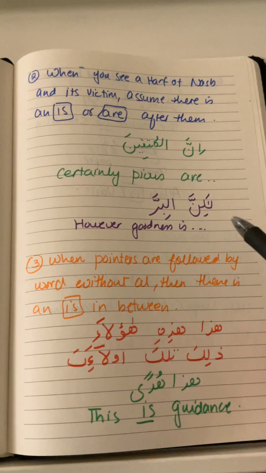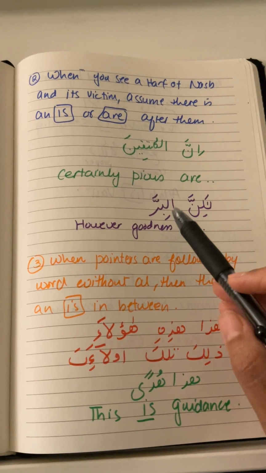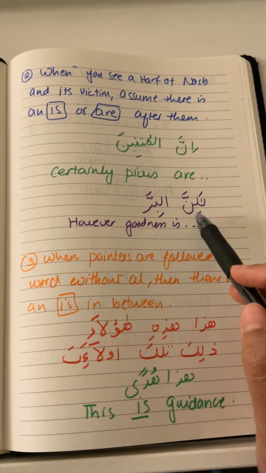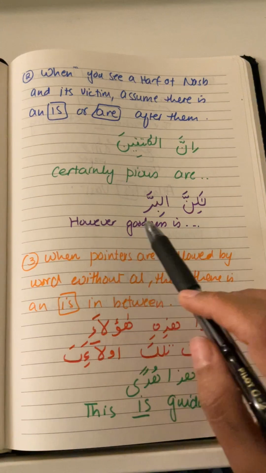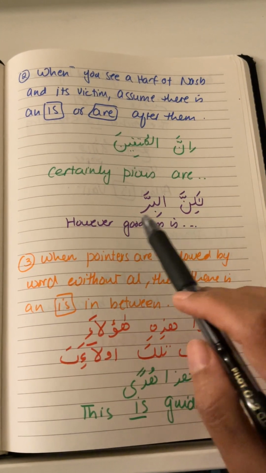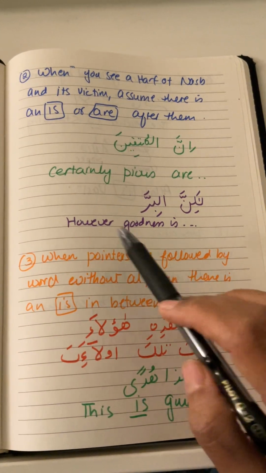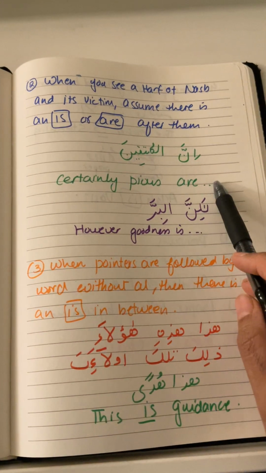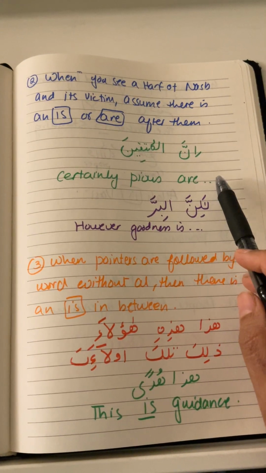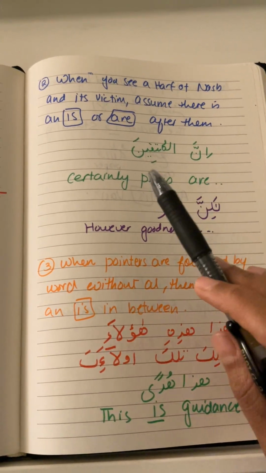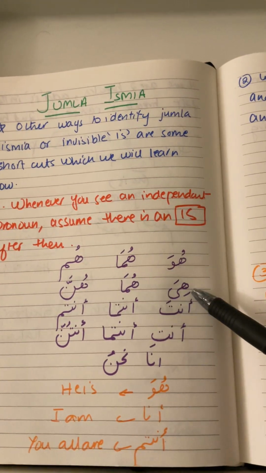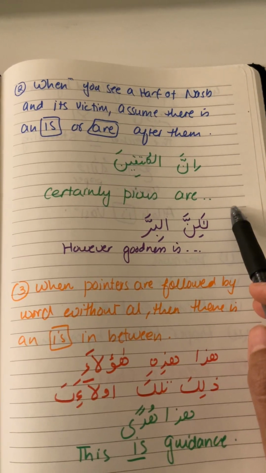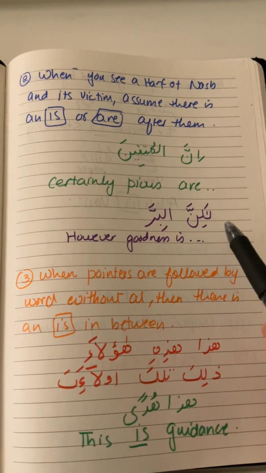Then lakinna is also a harf of nasab. So lakinnal birra, and birr is like goodness. Lakinna means however, and birr means goodness. So however goodness is. We will not translate lakinnal birra as however goodness. No, however goodness is going to come after this. So this is a second shortcut to recognize that there is an is involved. The first one was that when you have an independent pronoun, you assume that there is an is or are after them. And the second one is that whenever you have a harf of nasab and its victim, then you assume that there is an is or are after that.